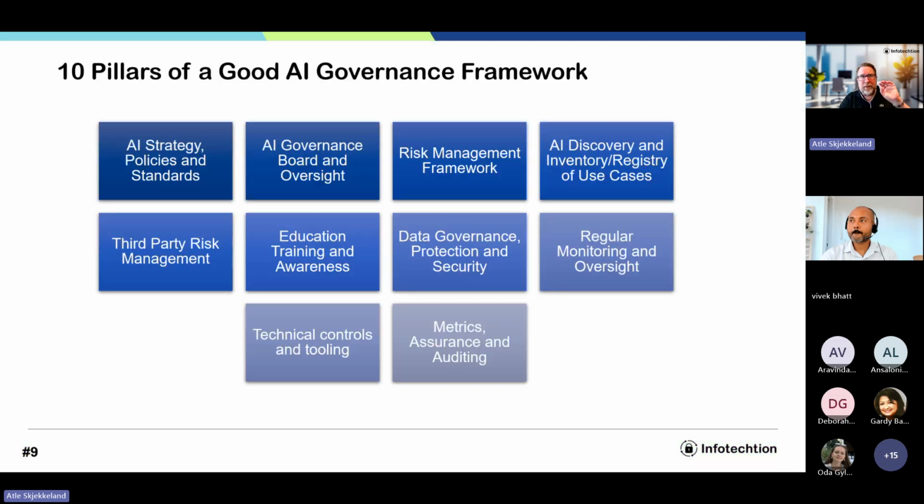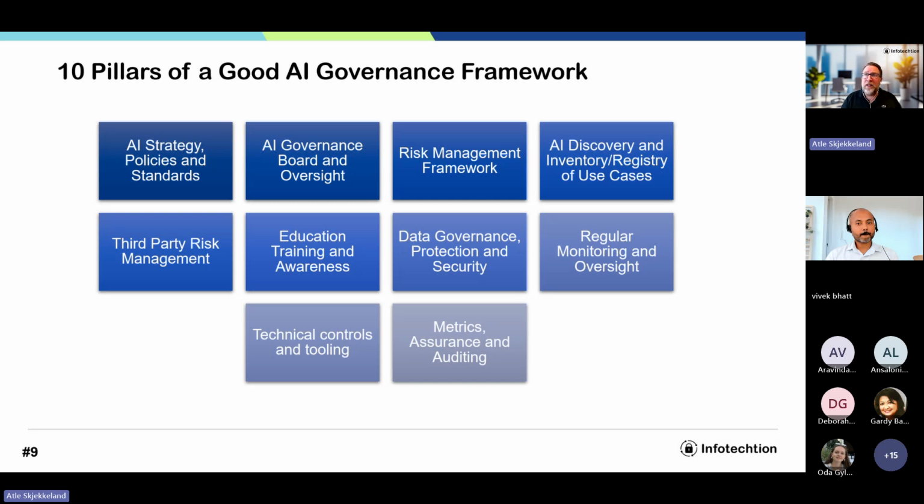Starting on the big picture, that's about good AI governance. You can look at the EU AI Act and other standards to help you figure out what the components are. Here I just summarized perhaps the 10 most important. That is the governance model with policy, procedures, roles and responsibilities, with governance board and oversight. There's a risk management framework, for example, security risk, privacy risk, these types of things.